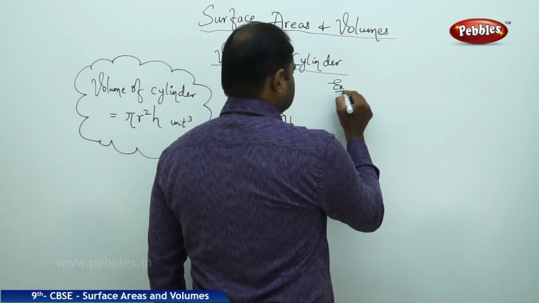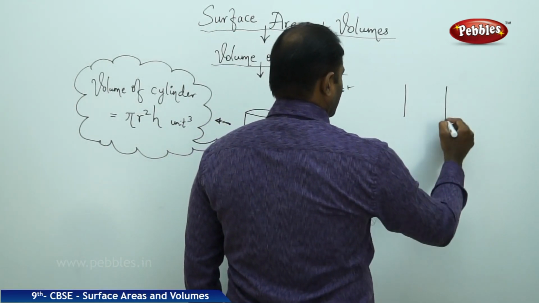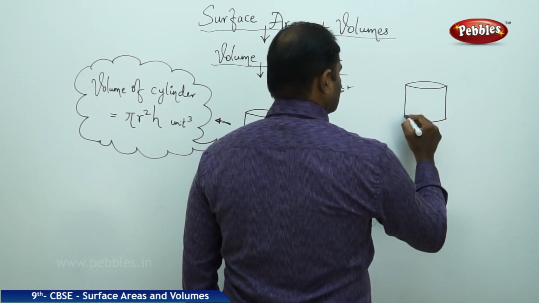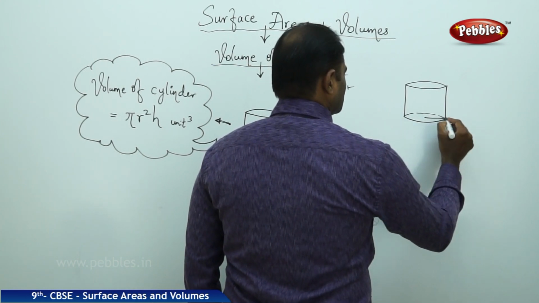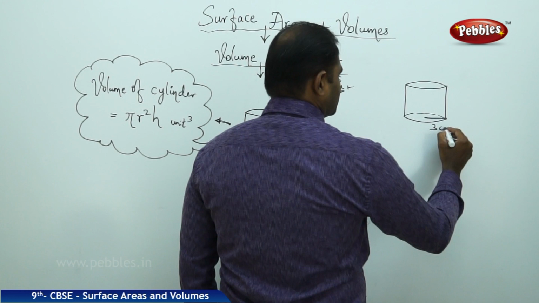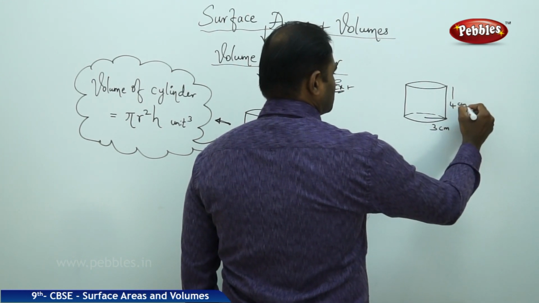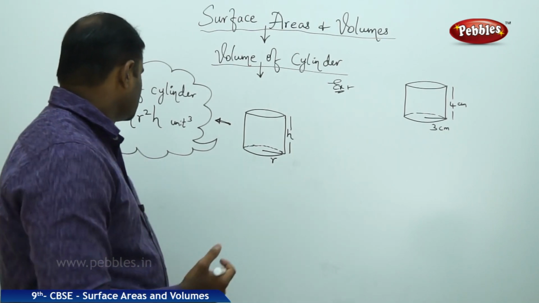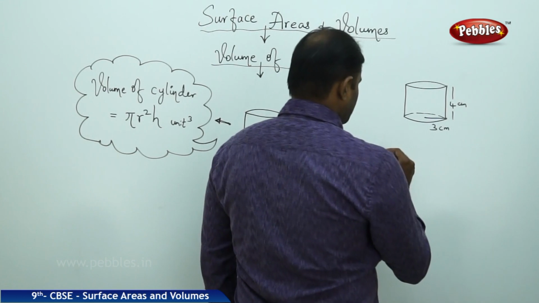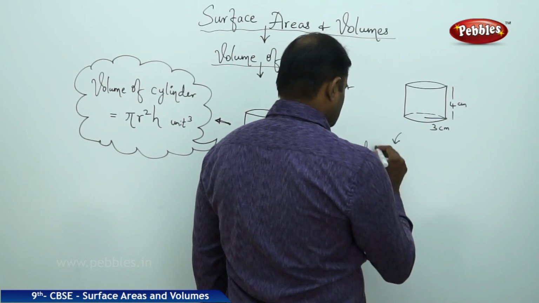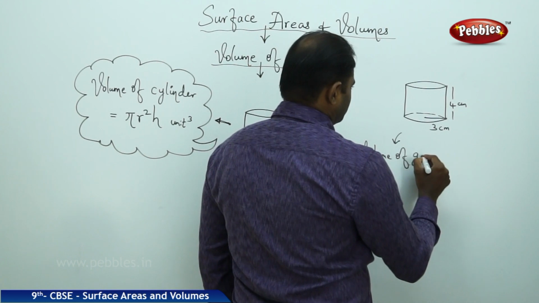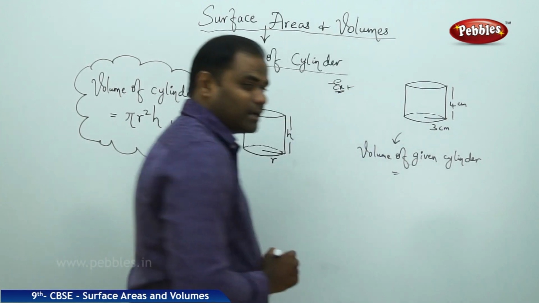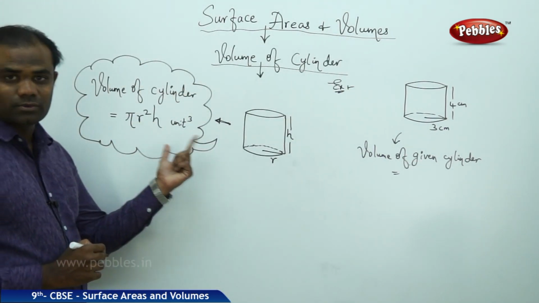For example, I have a cylinder whose radius is 3 centimeters and height is 4 centimeters. So I would like to just find the volume using this formula. So in this case, the volume of the given cylinder is given by the formula as we've taken here, pi r square h.